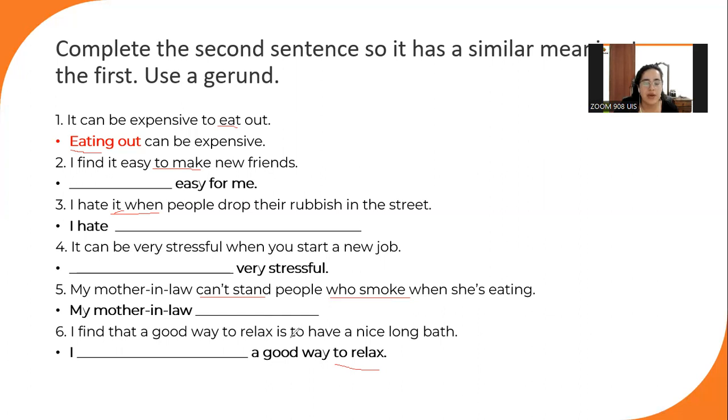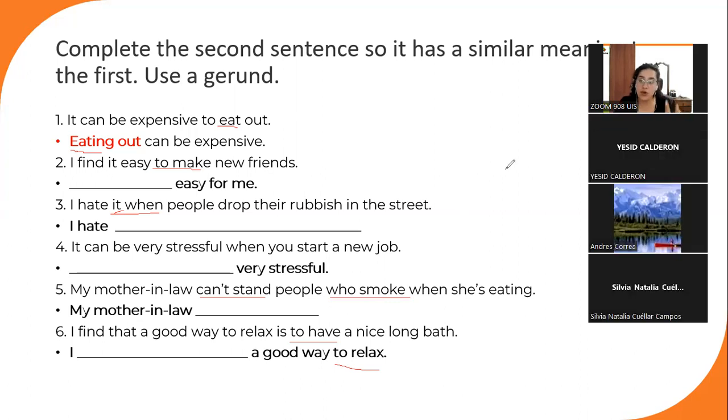Entonces, una buena manera de relajarse es el tomar un baño largo. Dice, encuentro que tomar un baño largo es una buena manera de relajarse. Entonces, el significado es el mismo, ¿ok? It's the same meaning. Only we are changing the words to use the gerund form. ¿Ok? Entonces, esta forma del gerundio es común en estas oraciones, pero no nos debemos complicar tanto.